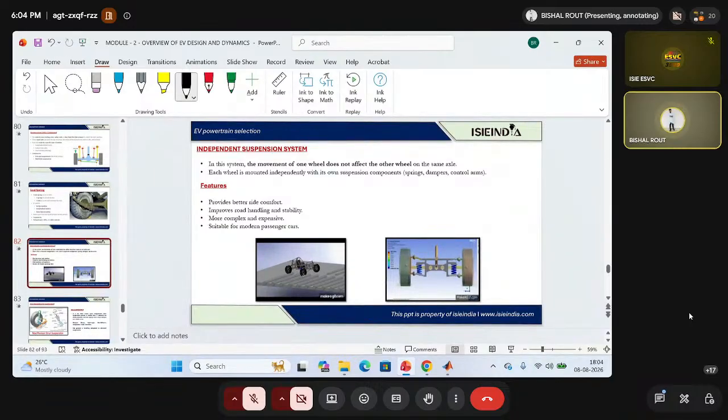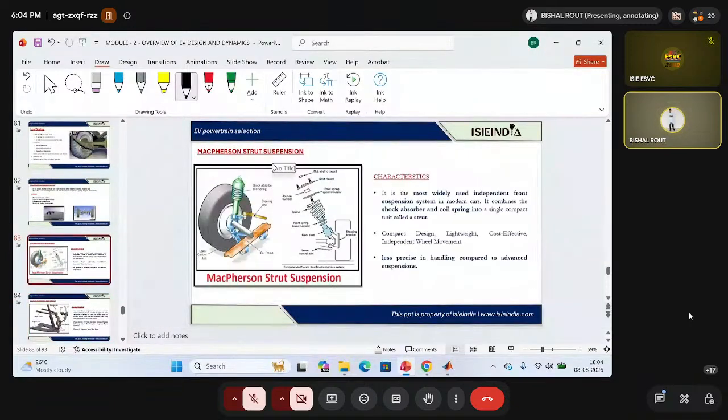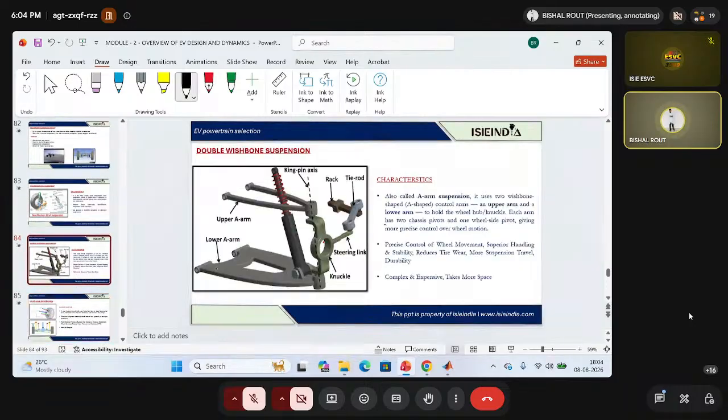Independent suspension means this: you can see the movement of this tire is not impacting the movement of that tire, right? That is called an independent suspension, because the movement of one tire does not impact the movement of the other tire. That is why they are better for handling, riding, and stability, but they are more complex and expensive. That's why modern passenger cars use a McPherson strut suspension or double wishbone. You can see the MG Comet and the Tata Nexon, they all use McPherson strut suspension, where you have just one wishbone at the bottom. But double wishbone suspension is more expensive than the McPherson strut.